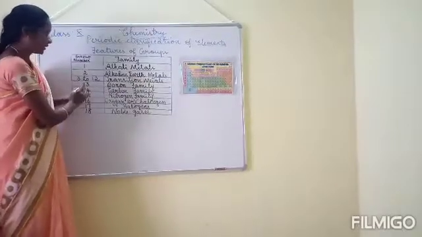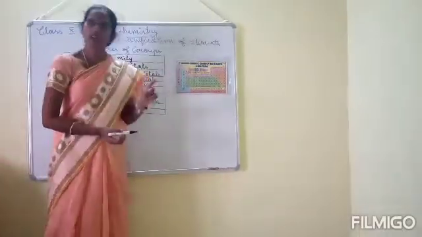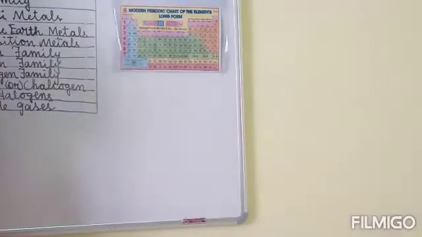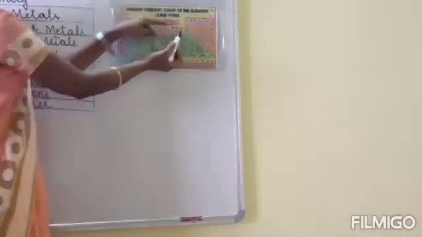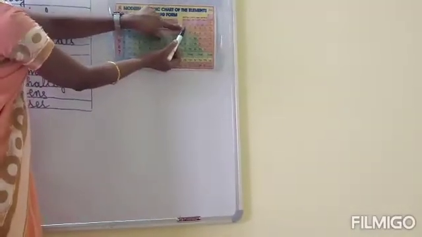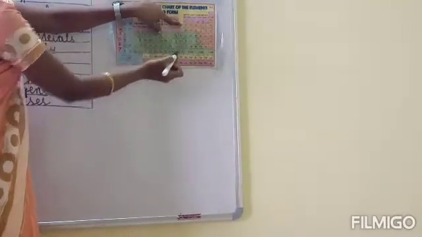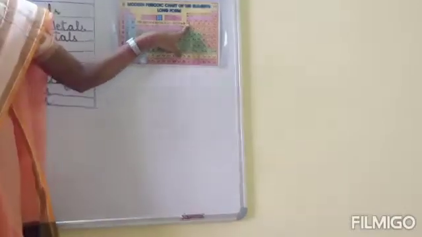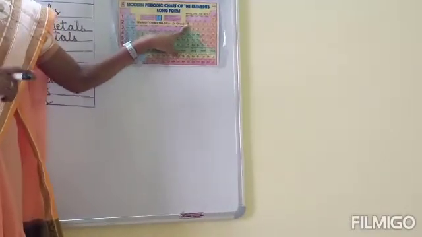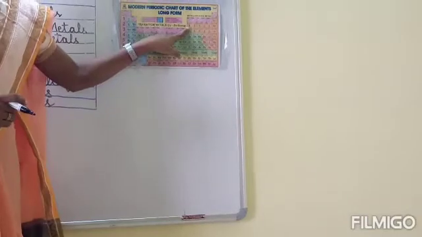Next, group 13. Group 13 is called the boron family. So this is group 13: boron, aluminium, gallium, and so on. Boron is the first member in that family. That is why it is called the boron family.